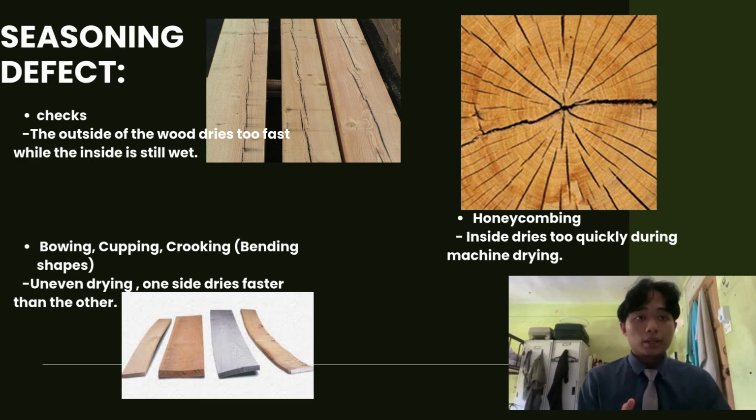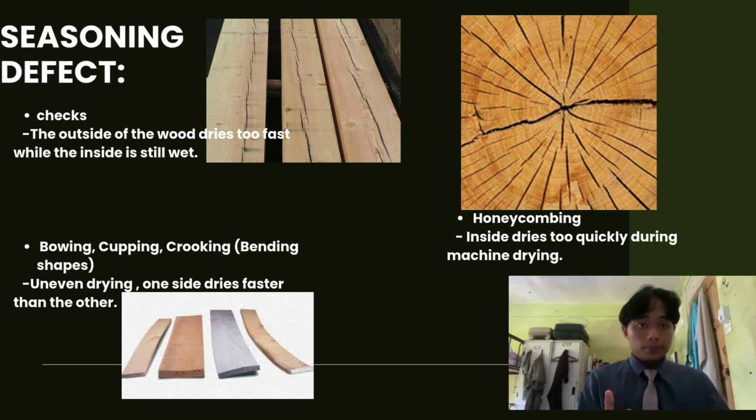Then we have bowing, cupping, and cooking. This is caused by uneven drying, where one side dries faster than the other. This can cause the wood to bend into a weird shape and not lie flat.